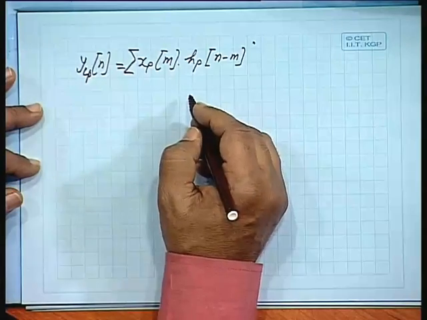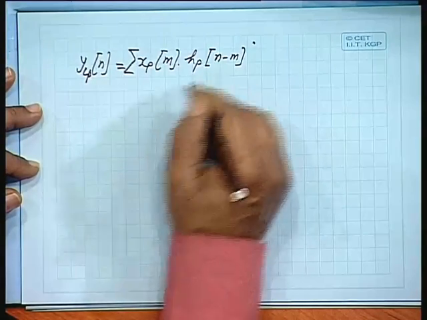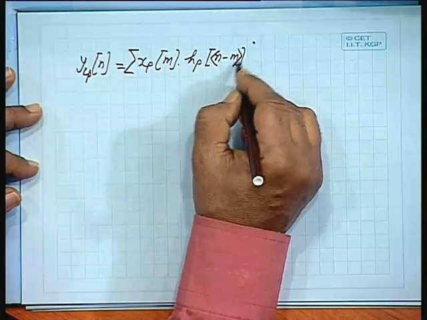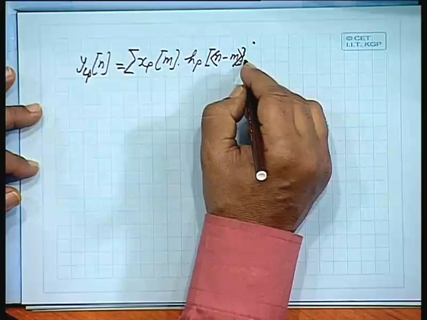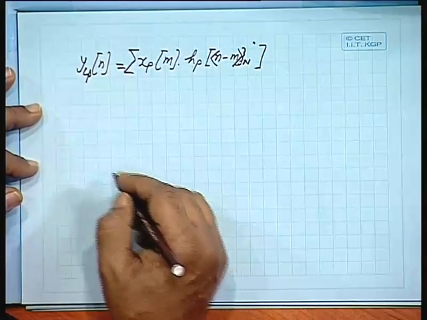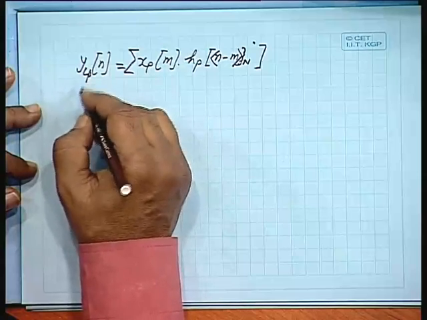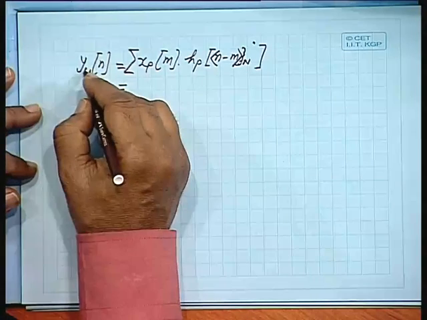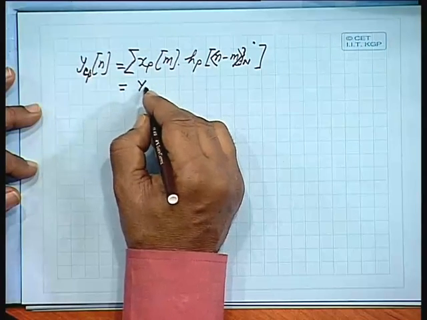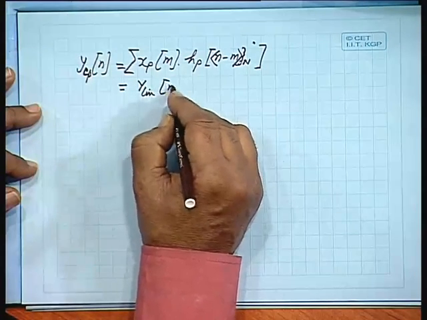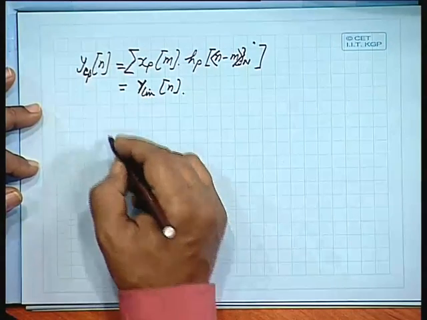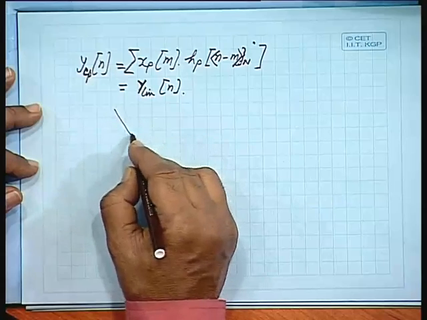If I take the circular convolution of this, it is the same as y linear n, the original linear n. Let us see why it is so.